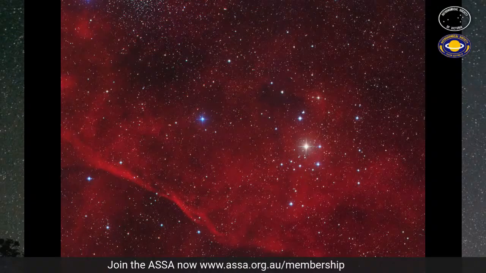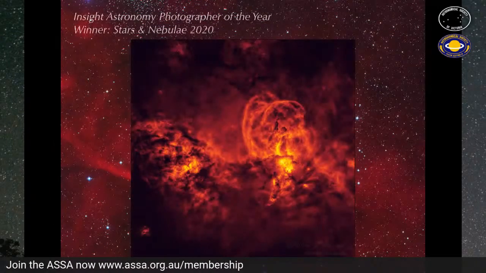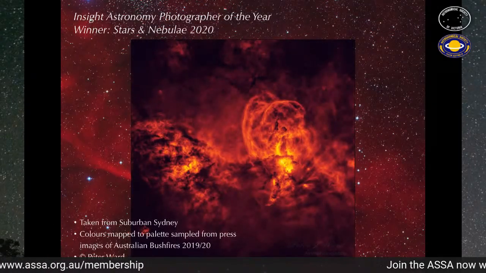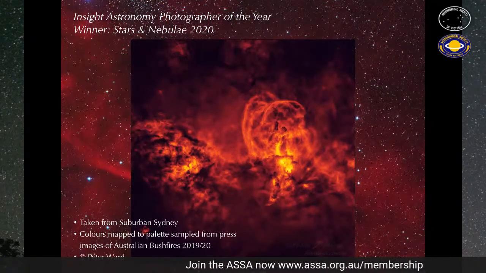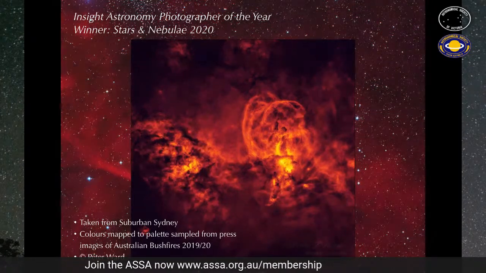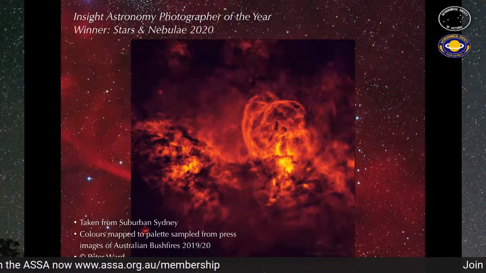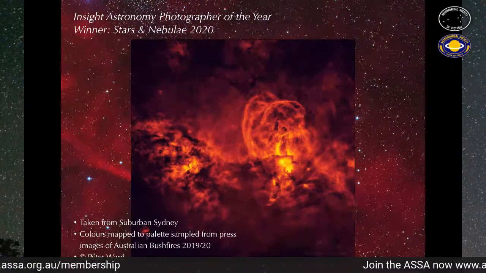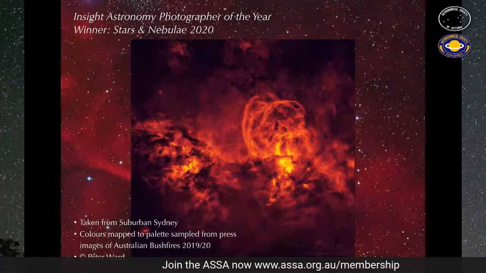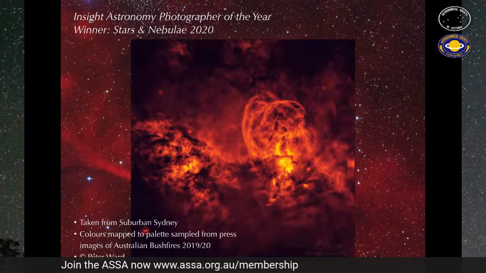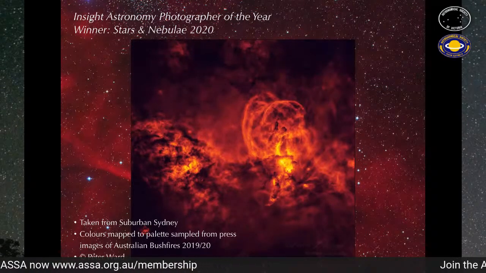Here's a fantastic picture by Peter Ward. Now, Peter is a bit of a legend in Australian astrophotography. He works out of Sydney. He images from light pollutionville in the burbs. But with this one, he picked up the nebula stars and nebula category this year for the Insight Astronomy Photography of the Year competition.